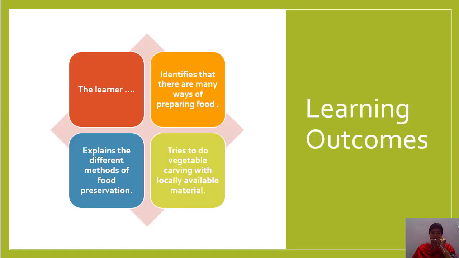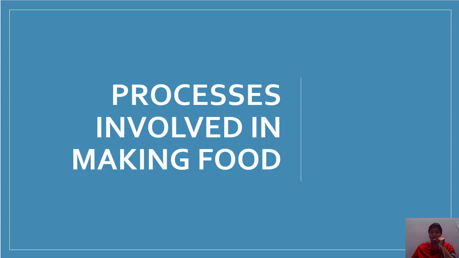In this lesson, the learner is going to learn to identify that there are many ways of preparing food, explain the different methods of food preservation, and try to do vegetable carving with locally available materials. Now I want to show the processes of making food.